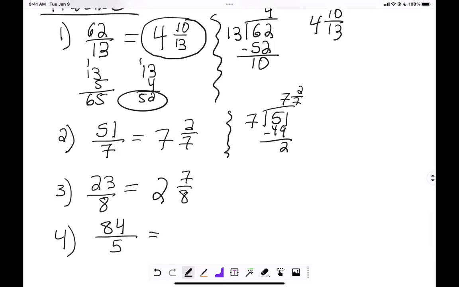So let's see. 15 times 5 is 75. And 15 times 6 is 90. So it definitely has to be 5. No, not what I want. 15 times 5, sorry, that's not what I wanted. I wanted 15 times 5 is 75, and then I wanted 16 times 5. Is that what I did? Yeah, that's what I did. Never mind, I was right. Take it back. I'm losing my mind. Okay, 15, because that was 75. How many are left over? 84 minus 75, that would just be 9 left over.